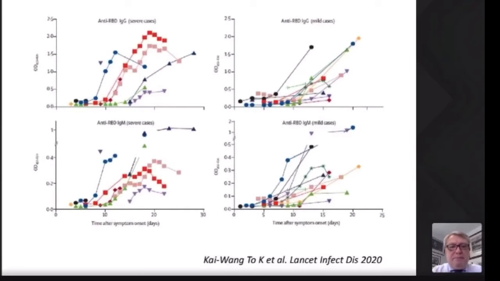This is one of the first papers published by K. Wong To in Lancet Infectious Diseases. You can appreciate in this slide the behavior of IgG and IgM targeting the receptor binding domain. And according to this picture, IgM do not appear earlier than IgG in some patients. That is an unexpected issue.